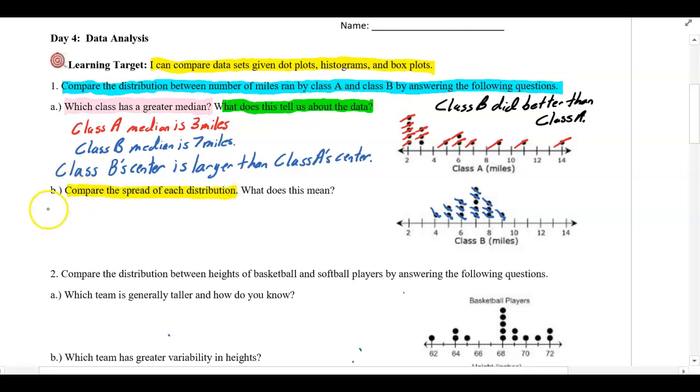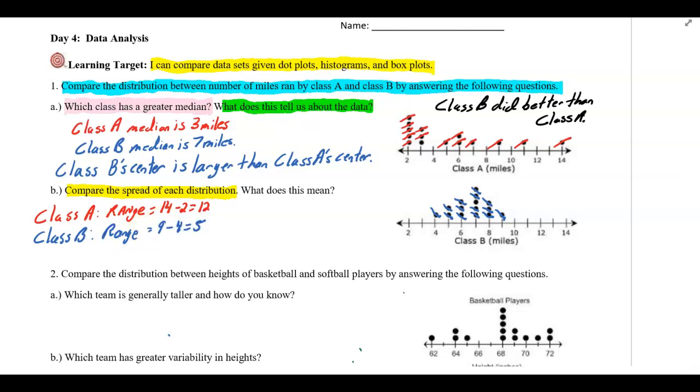And we've talked about the word range. So for Class A, the range is 14 minus 2, which is 12. For Class B, the range is 9 take away 4, which is 5.